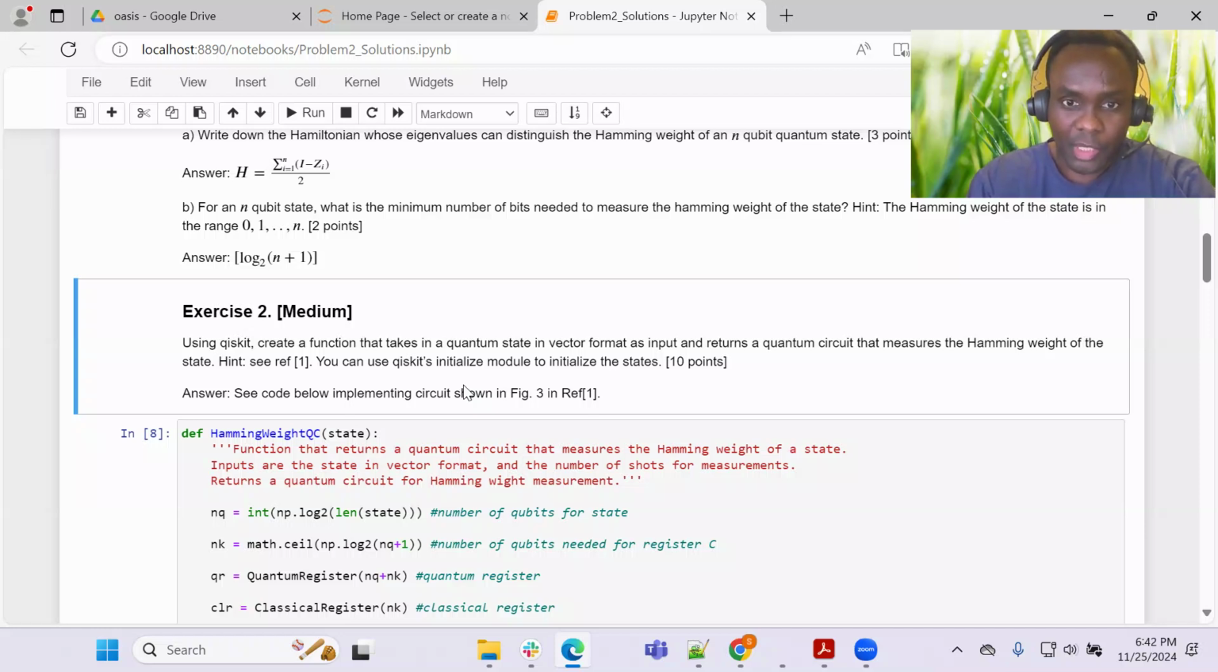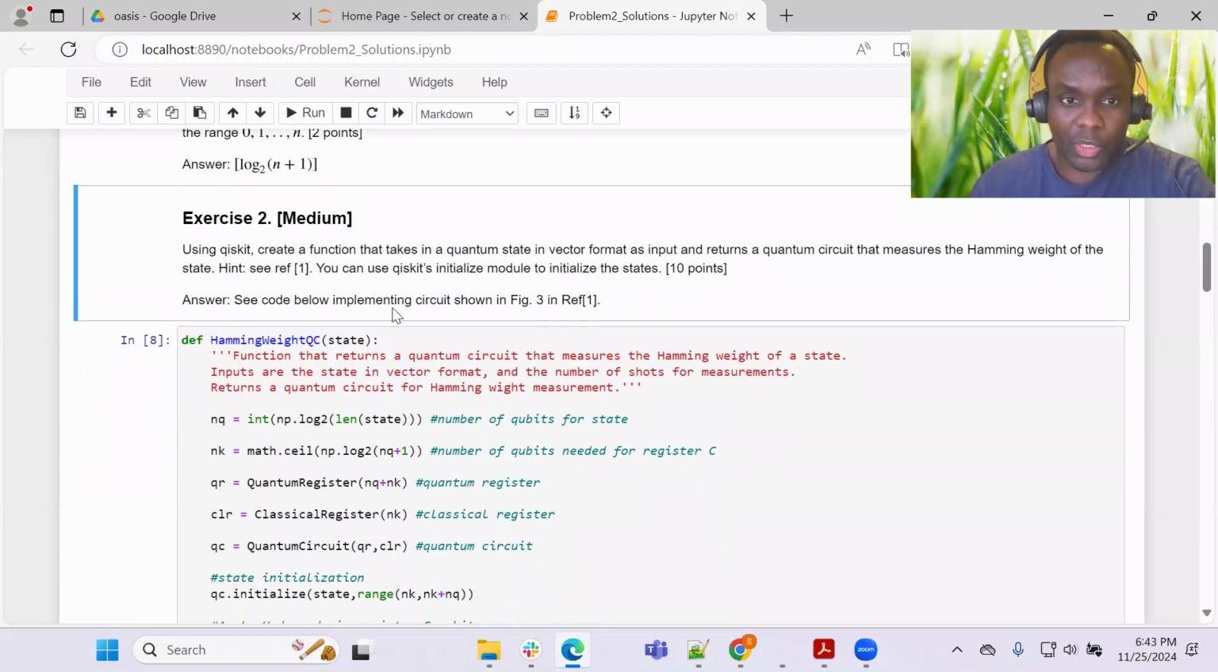So basically, given an input quantum state in vector format, return a quantum circuit that measures the Hamming weight of that state using quantum phase estimation. In reference 1, there are 2 such circuits described. You could use either one of those to create this quantum circuit. There is one with zero padding and a more efficient version which does not have zero padding. For my answer, I created code that implements the circuit shown in figure 3 in reference 1. That is the circuit without zero padding, the more efficient one.